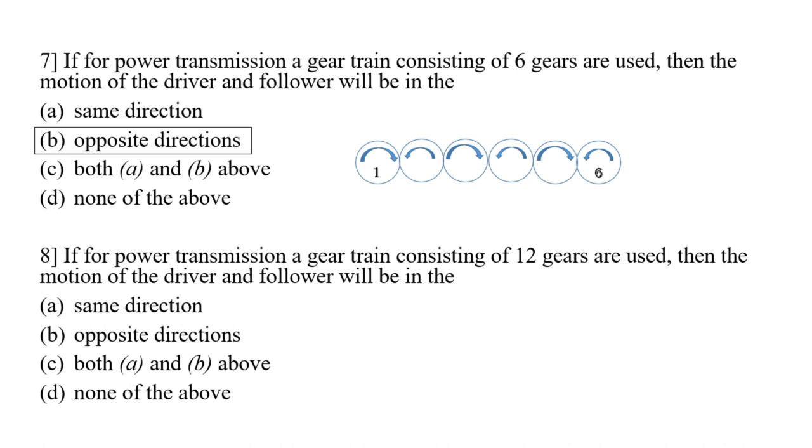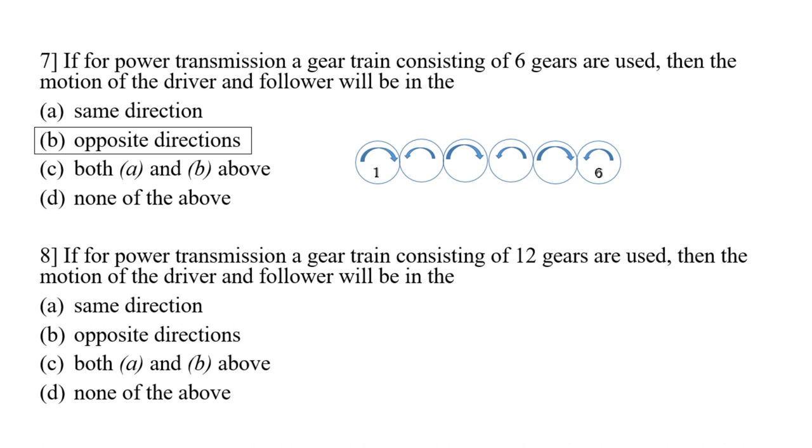If we are using an even number of gears, then this option will remain the same. That means if instead of 6 we are using 8 gears, 10 gears, 12 gears, 4 gears, then the direction of rotation of driver and driven will always be in opposite direction. And if you are using an odd number of gears, that means 7, 9, 11, in that case the direction of rotation will remain the same.